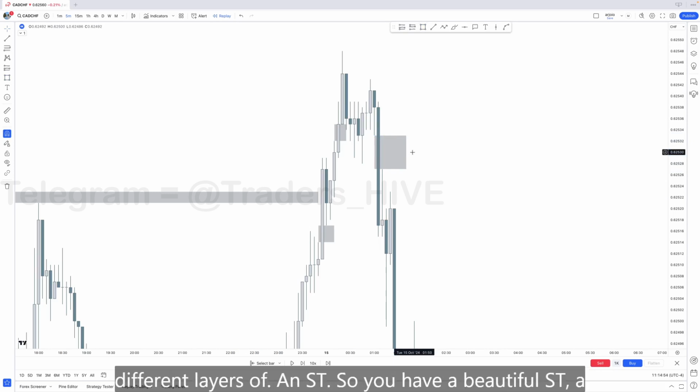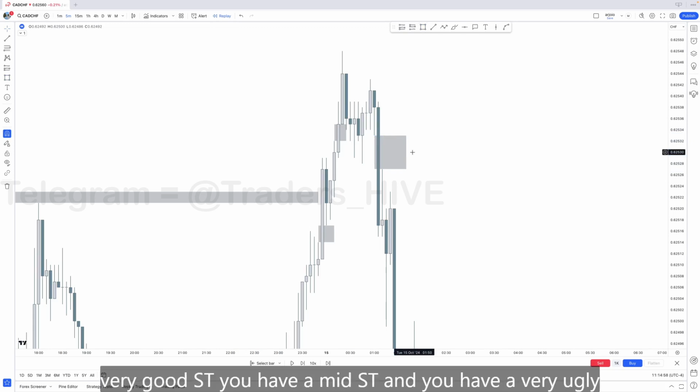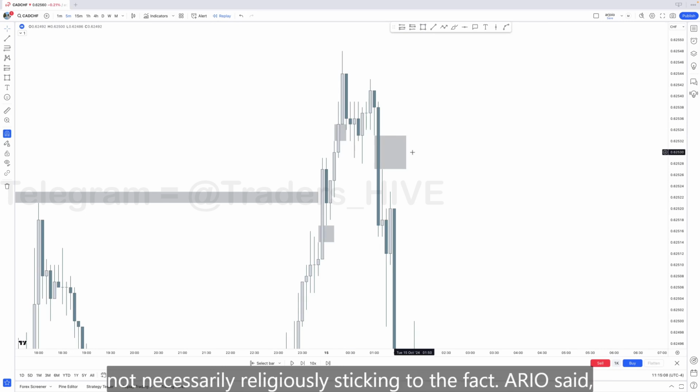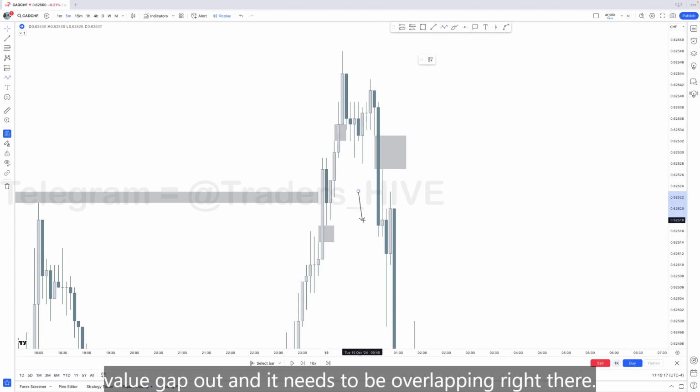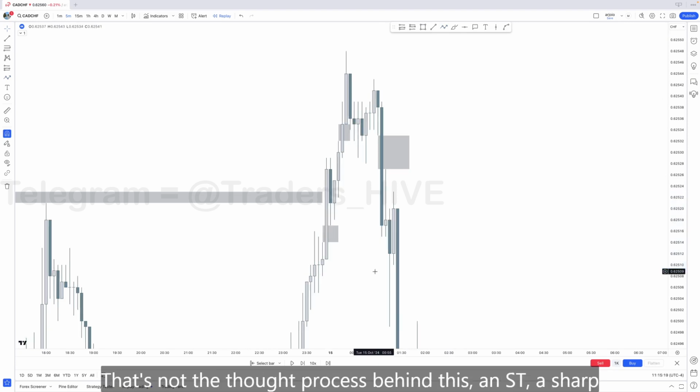There's different layers of an ST. So you have a beautiful ST, a very good ST, you have a mid ST, and you have a very ugly sharp turn. The most important part, for a sharp turn, is not necessarily religiously sticking to the fact of, well, Ario said we need to have a clear fair value gap in and a clear fair value gap out, and they need to be overlapping right there. That's not the thought process behind an ST, a sharp turn.